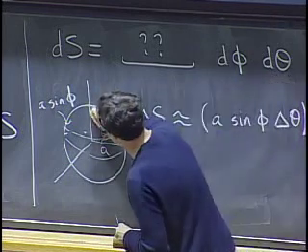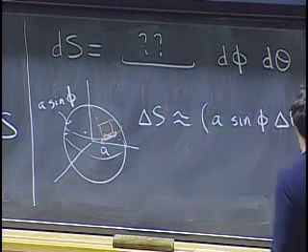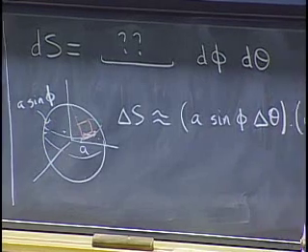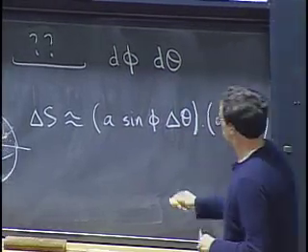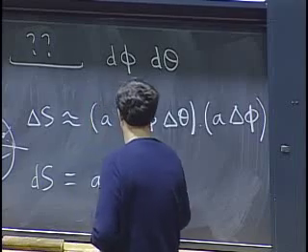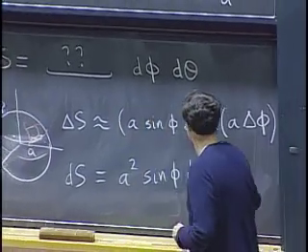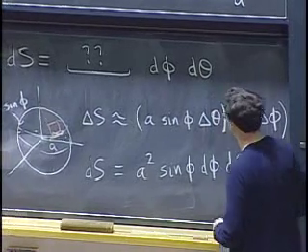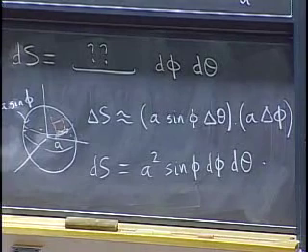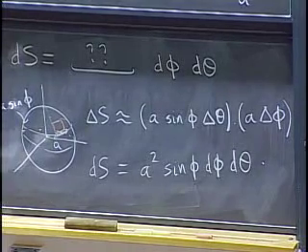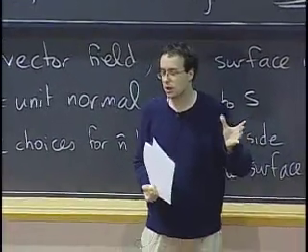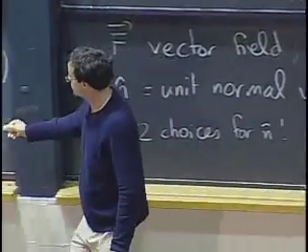And the side that goes north-south is a piece of a circle of radius a, corresponding to angle delta phi, so it's a delta phi. And so just to get to the answer, we got ds equals a squared sine phi d phi d theta. So when we set up a surface integral on the surface of a sphere, most likely we'll be using phi and theta as our two variables of integration, and ds will become this.